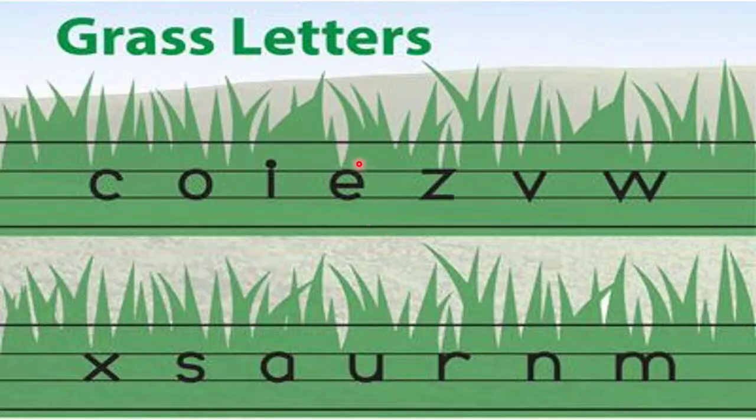They don't touch the skyline and root line. They are written only in the middle 2 lines, in the grass lines. That's why these letters are called grass letters. Repeat with me. Grass letters.